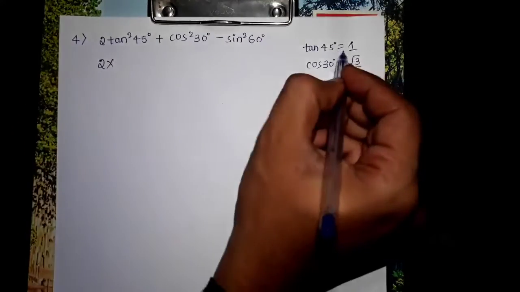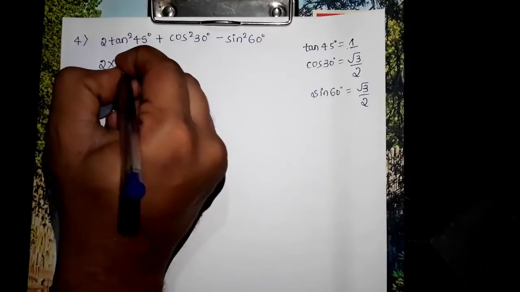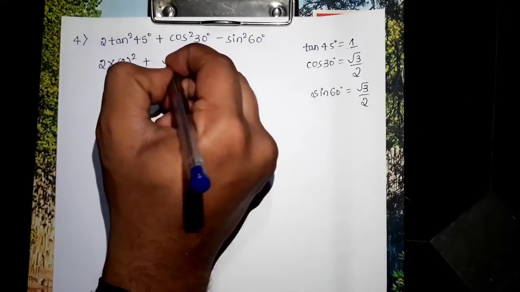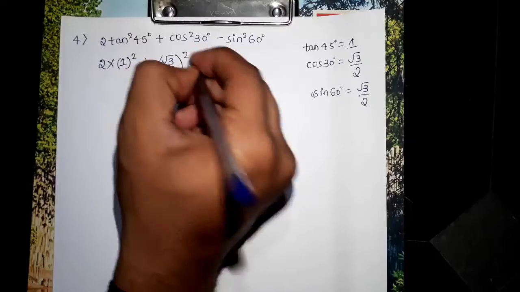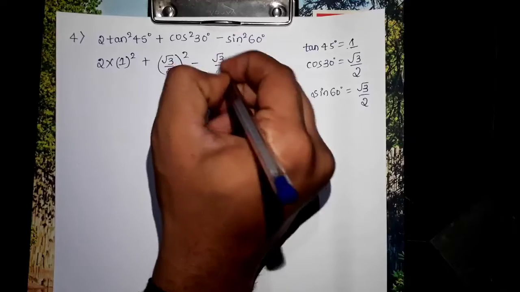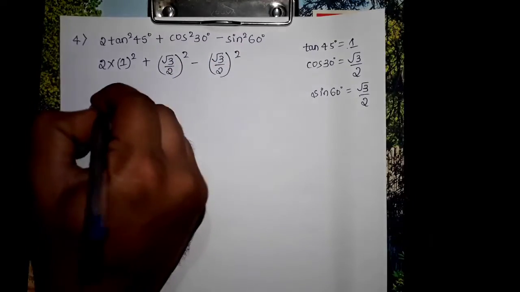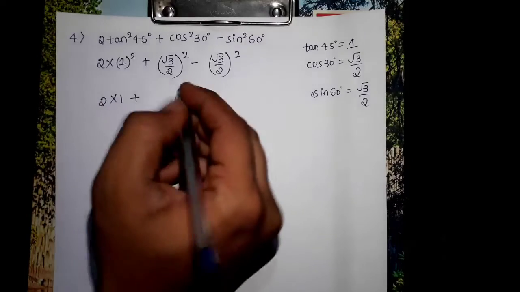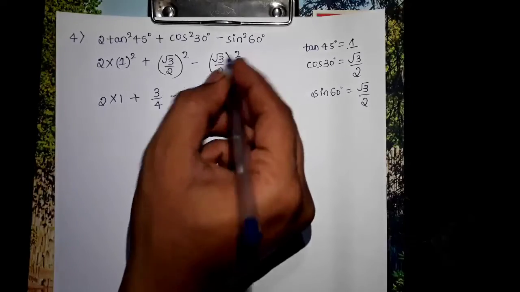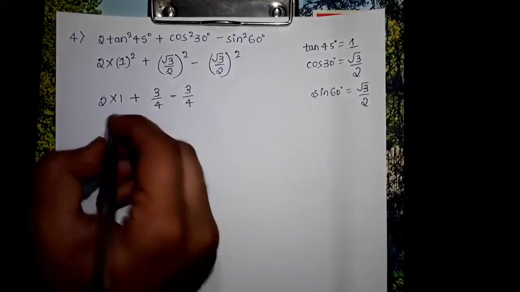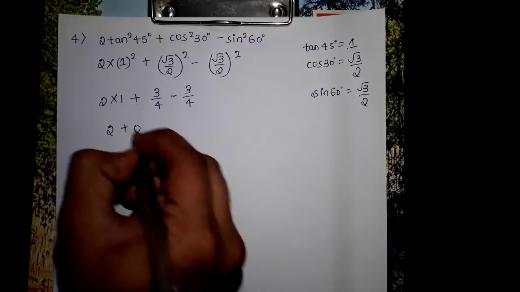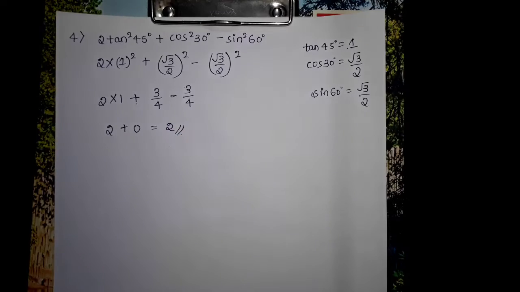2 into what is tan 45? 1. Tan square 45 means 1 square, plus cos 30 is root 3 by 2, cos square 30 means root 3 by 2 whole square, minus sin 60 is root 3 by 2, sin square 60 means root 3 by 2 whole square. 2 into 1 square means 2, plus root 3 whole square is 3, 2 2s are 4, minus root 3 whole square is 3, 2 2s are 4. Now see carefully. Plus 3 by 4 minus 3 by 4 means 0. Therefore 2 plus 0 is 2 itself.